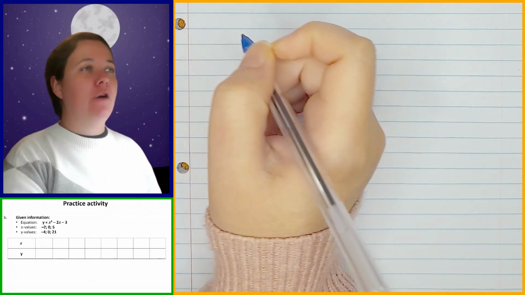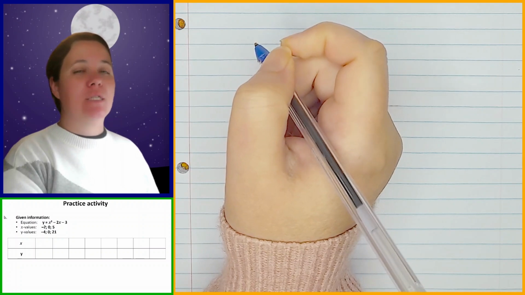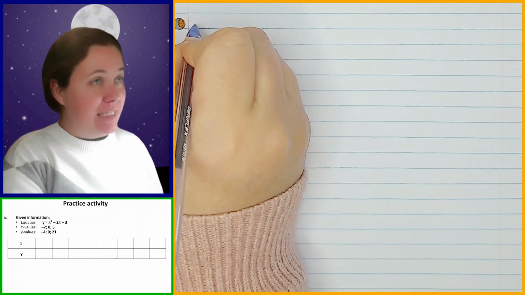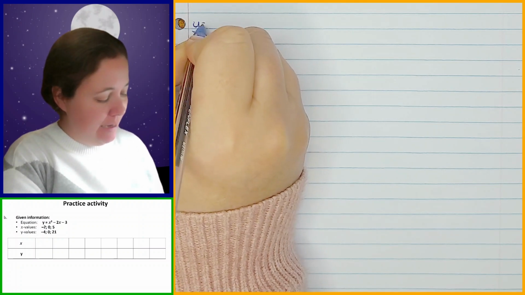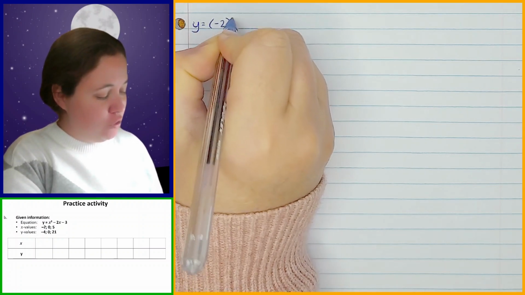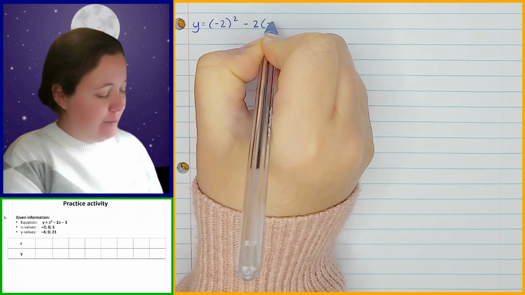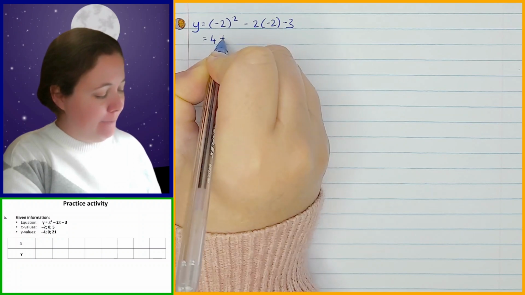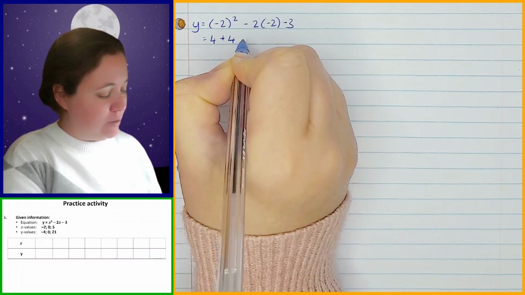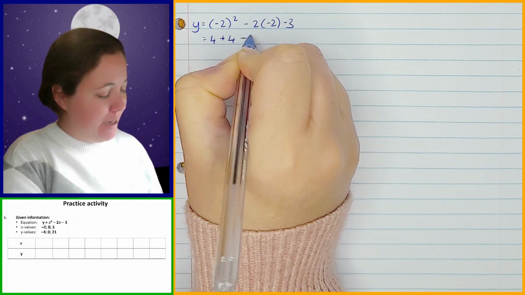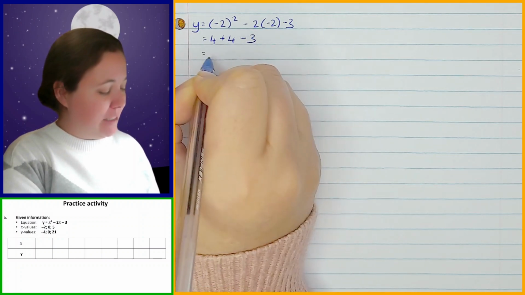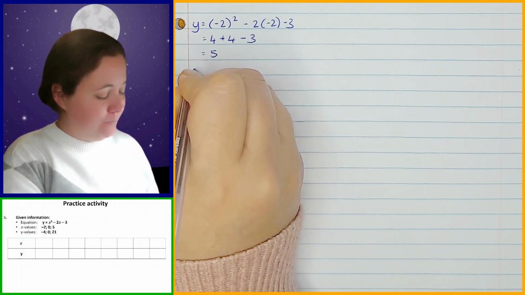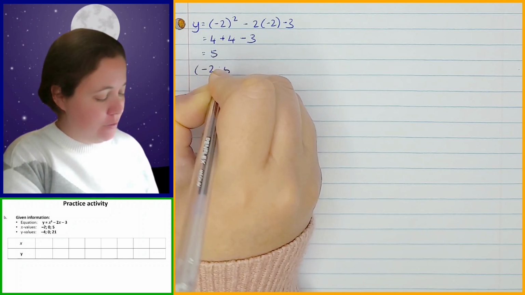Right, so first of all, our equation this time is y equals x squared minus 2x minus 3. The first x value that we're going to be working with is negative 2 again. So we've got y equals negative 2 squared minus 2 times negative 2 minus 3. Okay, so that gives me 4 plus 4. Negative 2 times negative 2 is positive 4. And then minus 3. So that's 8 minus 3 is 5. So our ordered pair for that x value should be negative 2, 5.